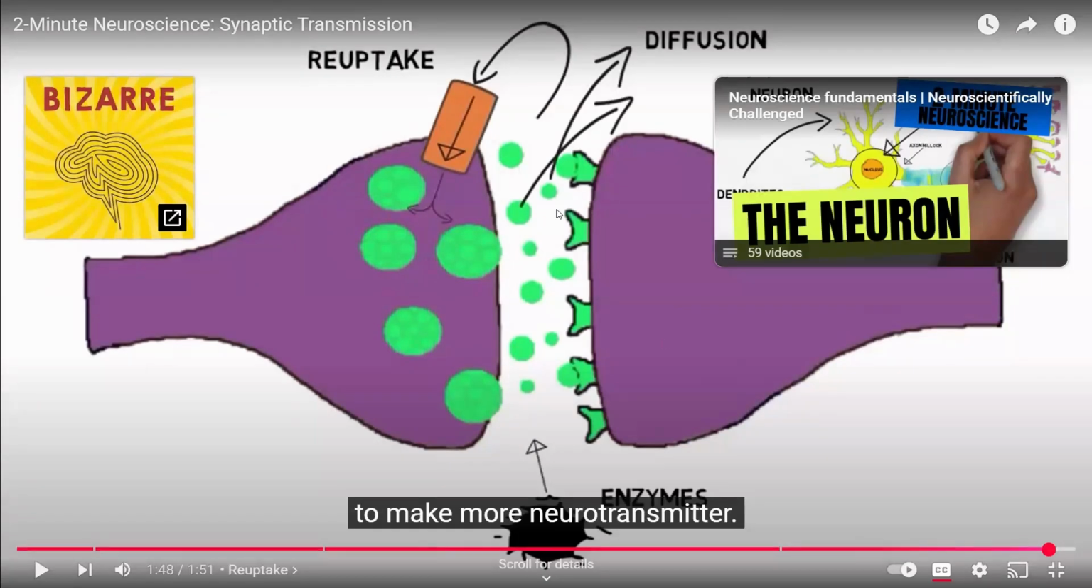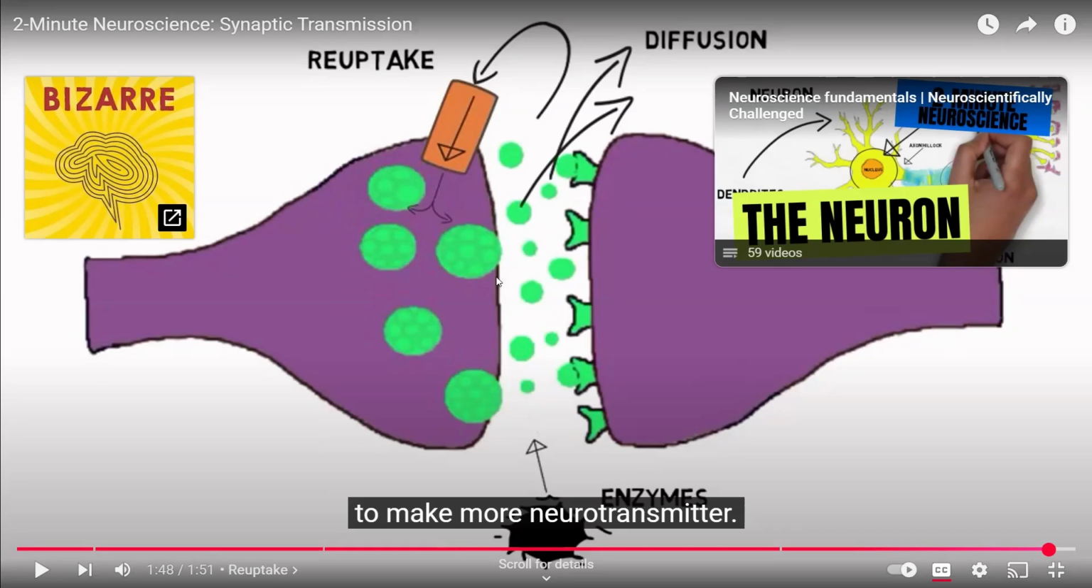So after a while of floating, some of these neurotransmitters will be broken down by enzymes, and enzymes are just proteins that break stuff down or just generally speed up chemical reactions in our body. And some of them will return back to the axon so that they can be reused again and again and again.